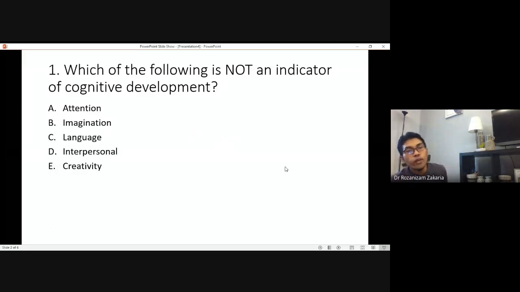Okay, which of the following is not an indicator of cognitive development? So A, attention, B, imagination, C, language, D, interpersonal, E, creativity. So which of the following is not an indicator of cognitive development? Attention, imagination, language, interpersonal, creativity. Okay, jawab.